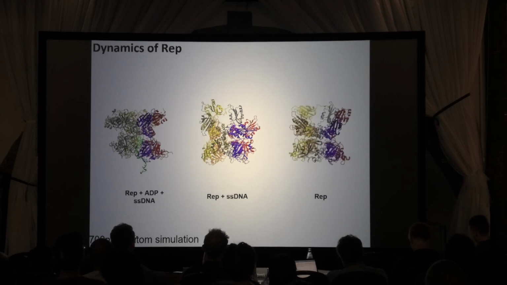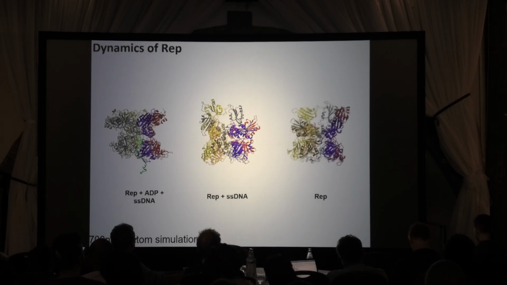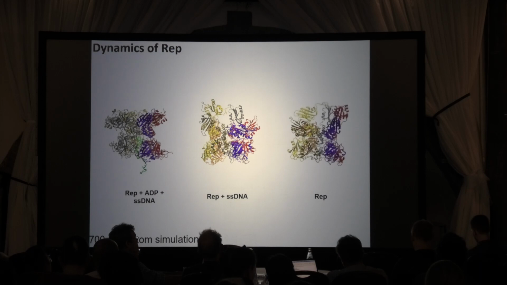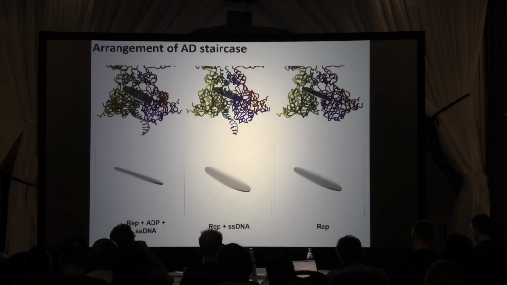We take the nucleotide out, the staircase is maintained. We take the DNA out, and the staircase collapses to that washer structure. So what's driving the staircase conformation is not the nucleotide, it's the single-stranded DNA. And that's because of the interaction between the subunits and the DNA. So one way to show this more simply is to draw a plane between those lysines that I showed earlier, and just simply run an animation of those planes.